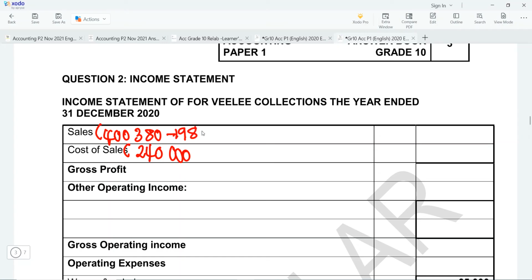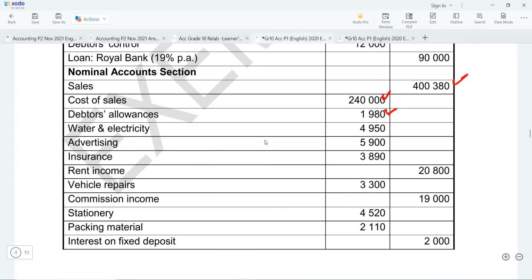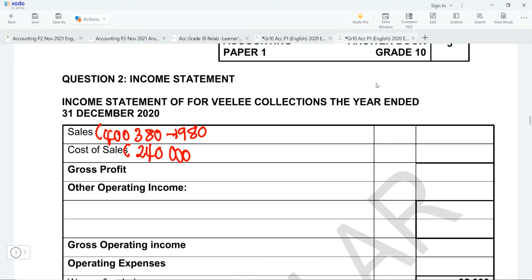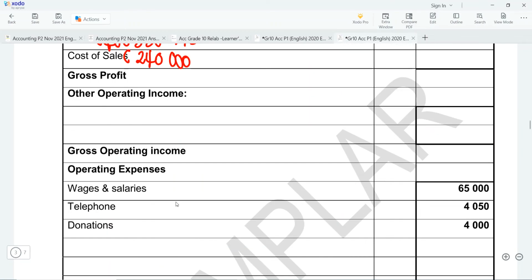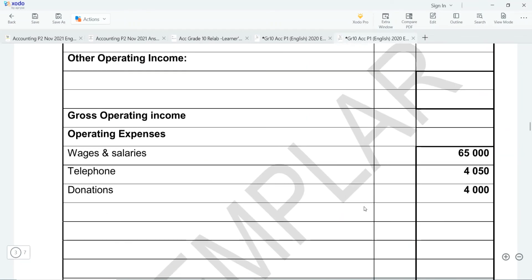Okay, because it's supposed to be subtracted from the sales so that we are left with net sales. And then also you check what else do we have. You are given water and electricity for 4,950. It is an operating expense, so it will come under expenses. You check if it was entered for you. So you see it was not entered, so we have to write it.